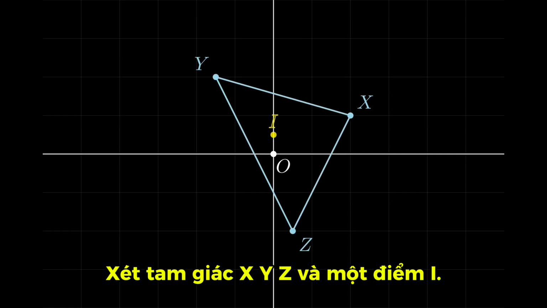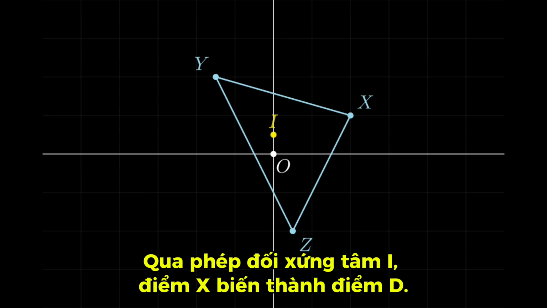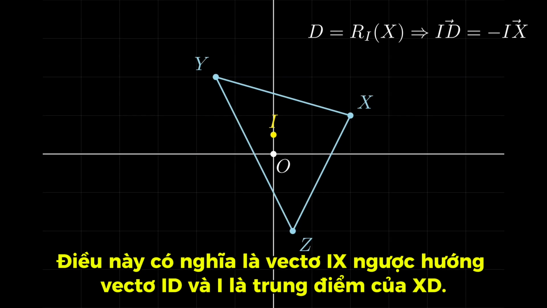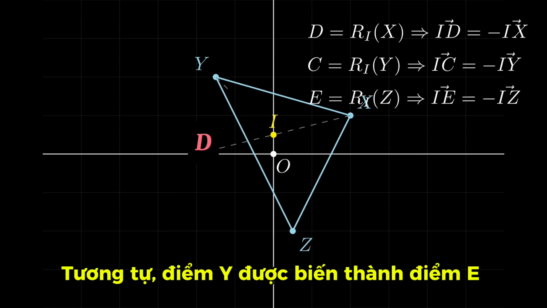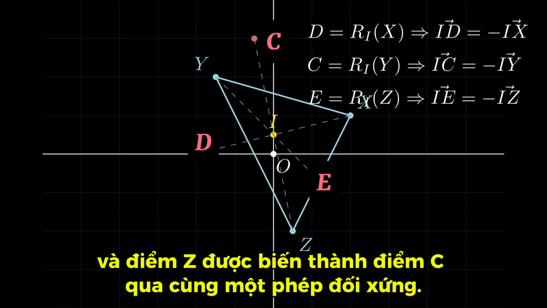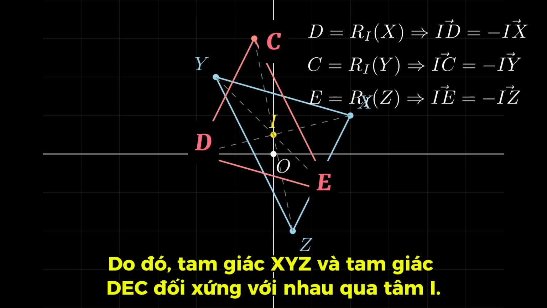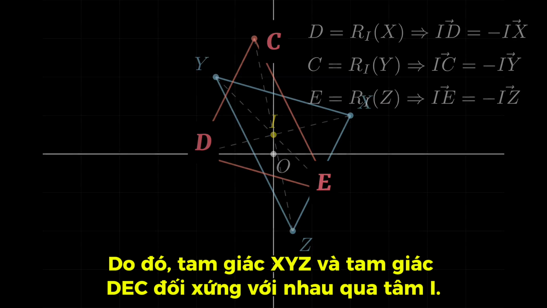Consider triangle XYZ and a point I. Under the symmetry about center I, point X is mapped to a point D. This means that vector IX is the opposite of vector ID, and point I is the midpoint of segment XD. Similarly, point Y is mapped to point E, and point Z is mapped to point C under the same symmetry. Therefore, triangle XYZ and triangle DEC are symmetric to each other with respect to center I.